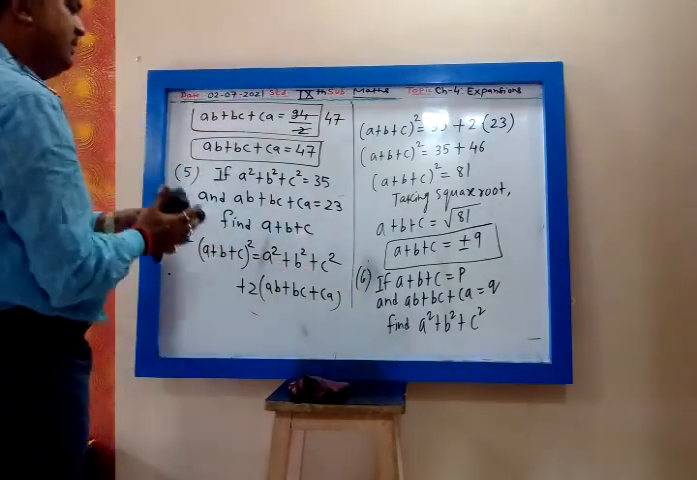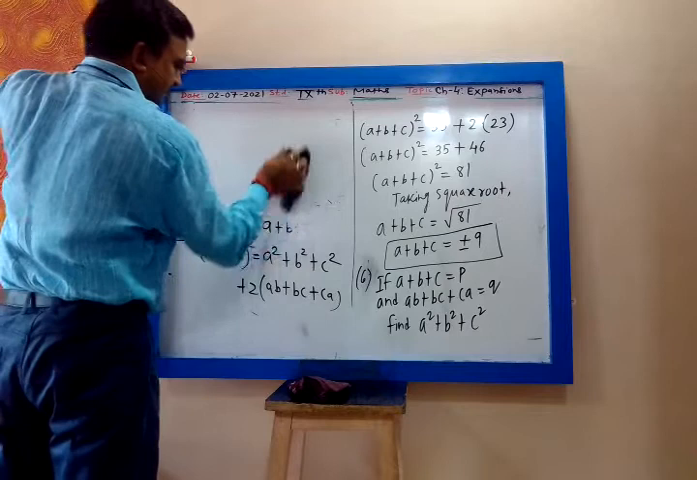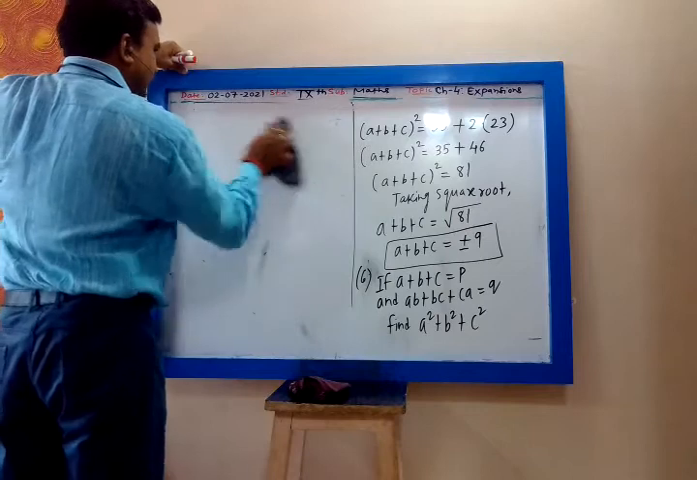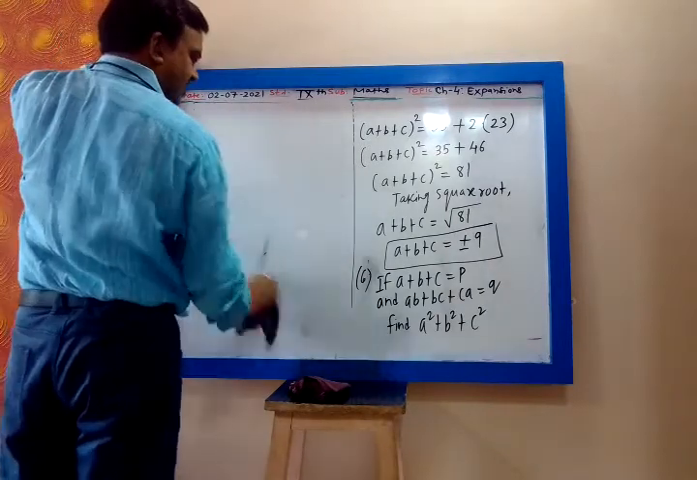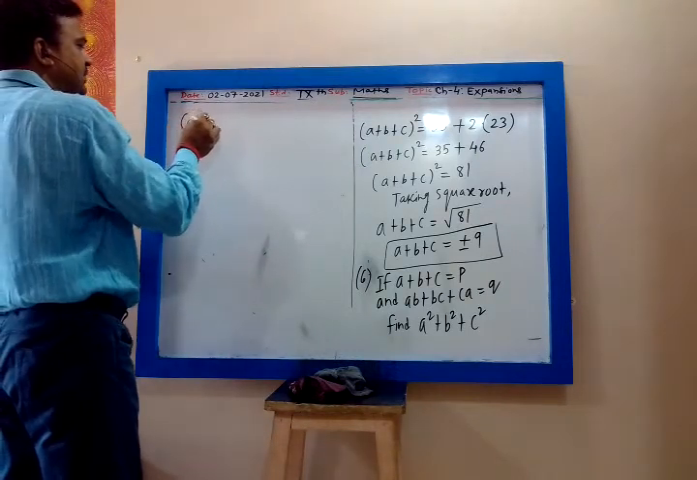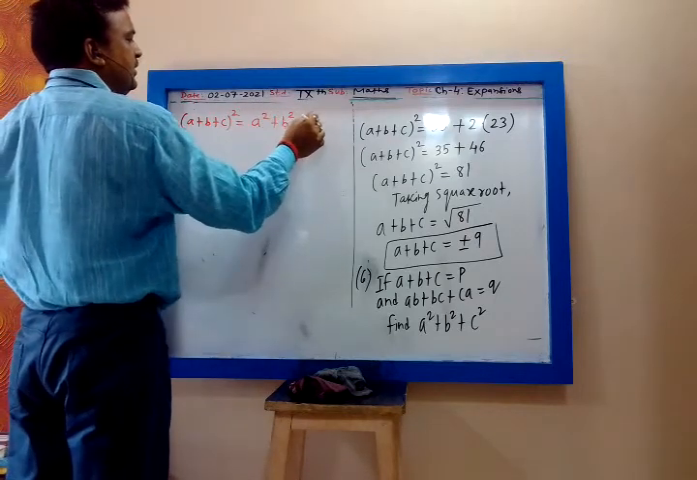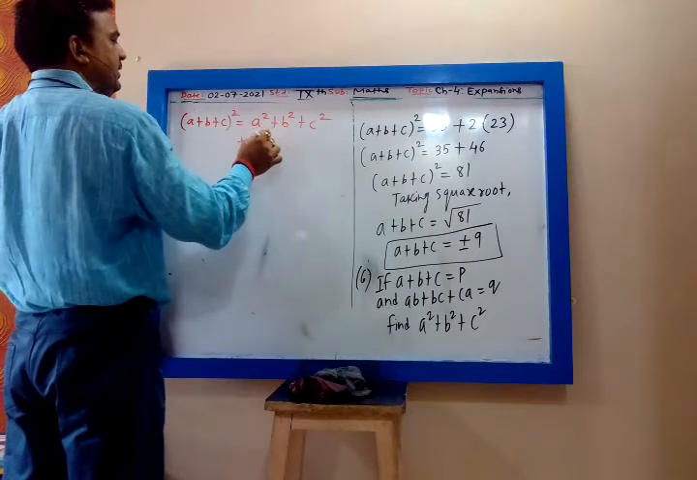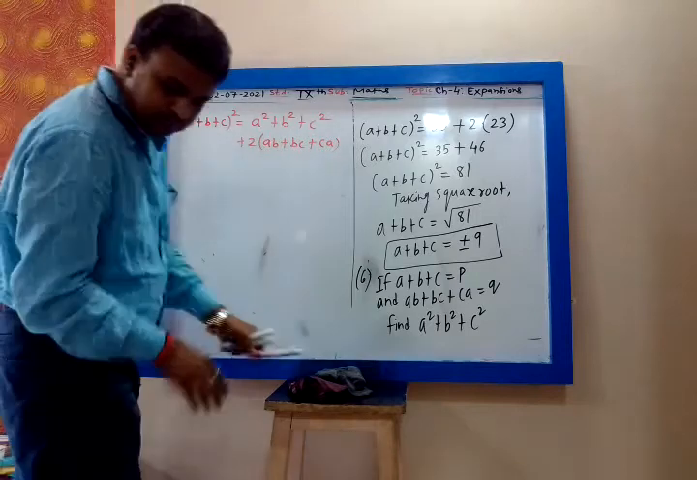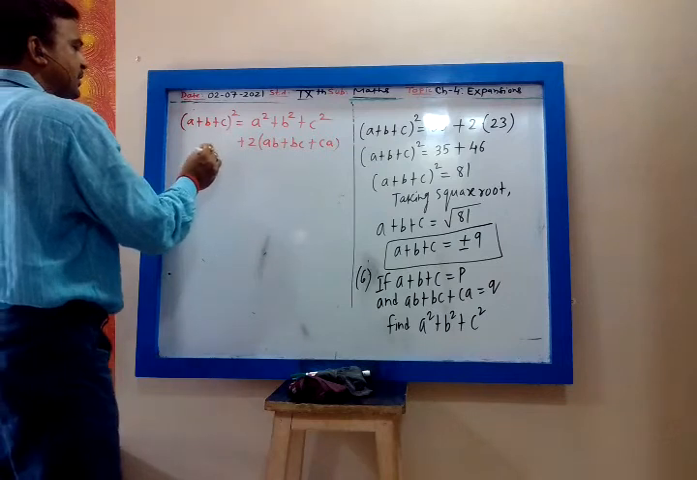P square. Let us see. You are given the value of A plus B plus C. Okay. You are given the value of AB plus BC plus CA. So now we use the formula: A plus B plus C whole square is equal to A square plus B square plus C square plus 2 times (AB plus BC plus CA). So what is A plus B plus C? P. So that will become P square.